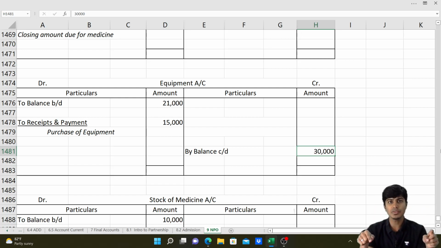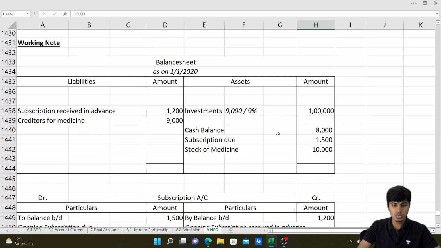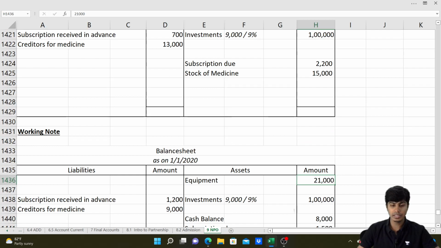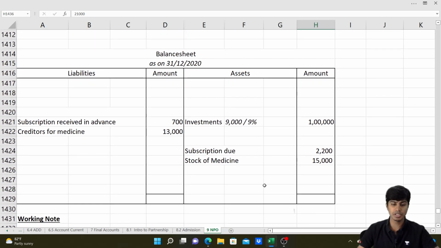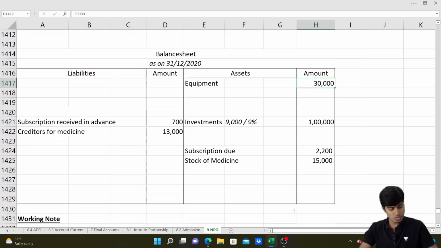We need to write these 21 and 30 in the respective balance sheets: 21 in the opening balance sheet and 30 in the closing. Let's write that. So in my opening balance sheet as on 1st of January 2020, I'll write equipment 21,000. This is the opening, and in the closing balance sheet, 31st of December 2020, I'll write equipment. This is 30. So 21,000 is opening and 30,000 is closing.